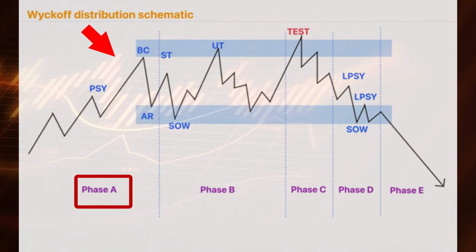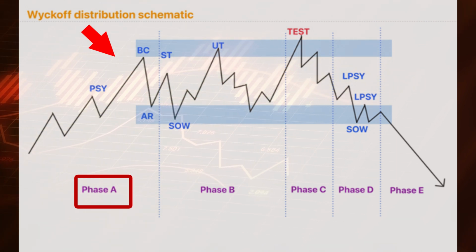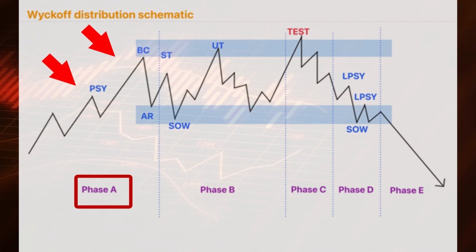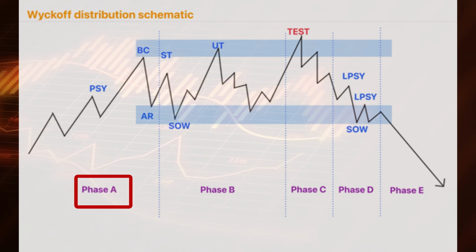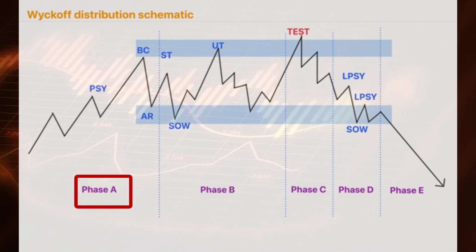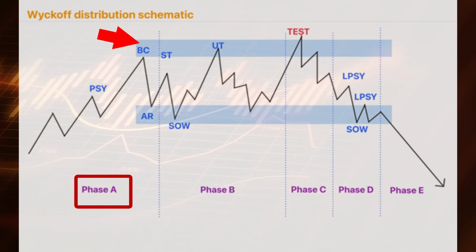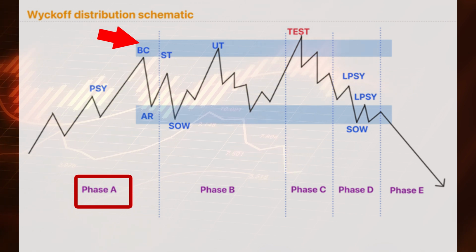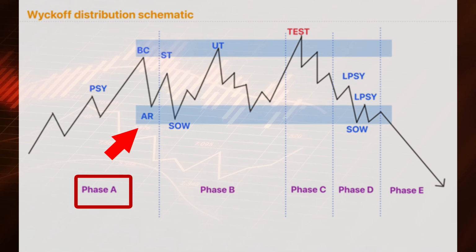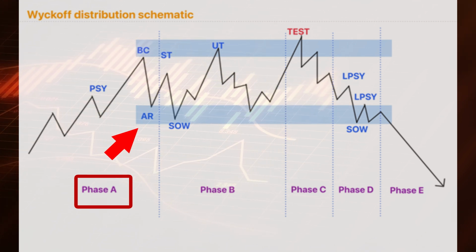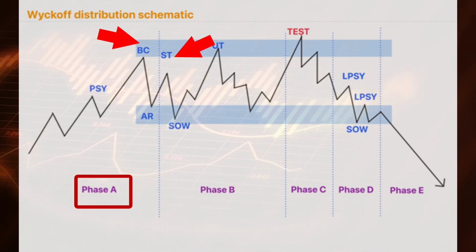The end of the uptrend, Phase A. The buying pressure starts to fade to form the preliminary support, PSY on the graph. This is one of the last highs that shows some life of bulls who suddenly bring the price up, reaching the buying climax, BC on the graph. The market falls to form the automatic reaction, AR on the graph, where the big players distribute their holdings to late buyers. A secondary test, ST on the graph, happens a lower high next to the BC.